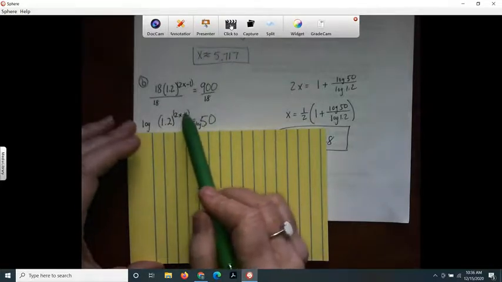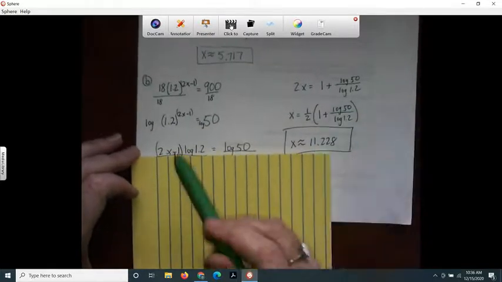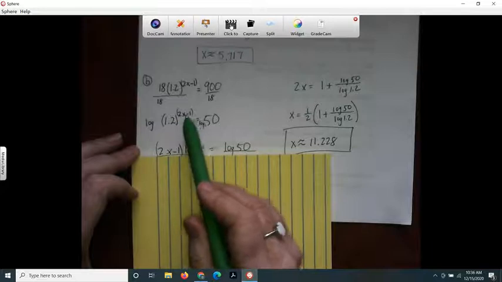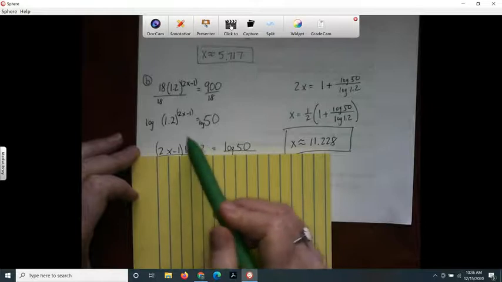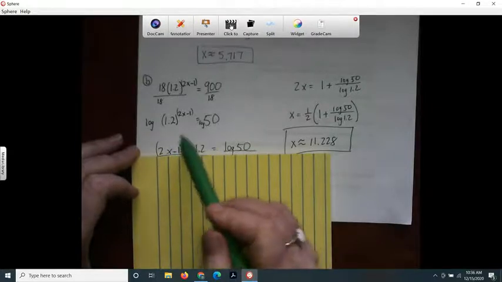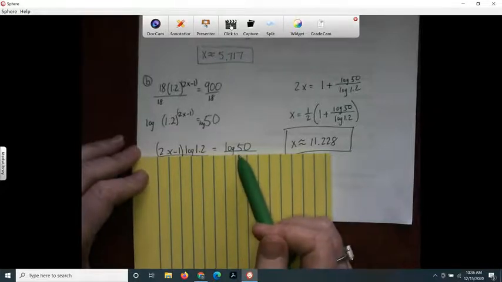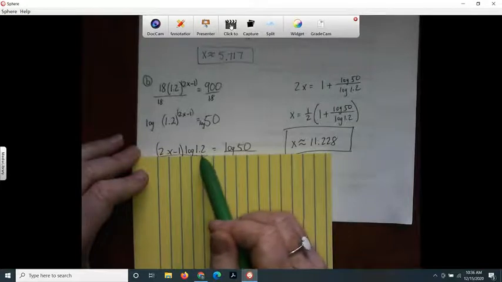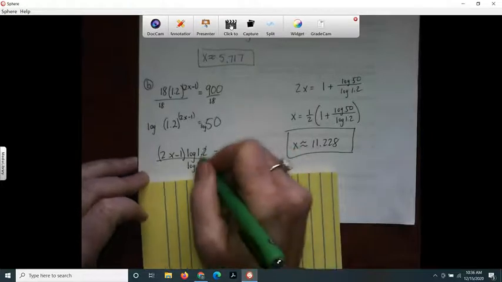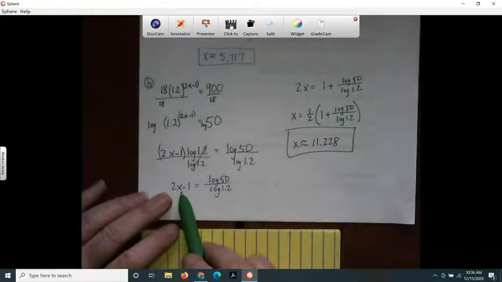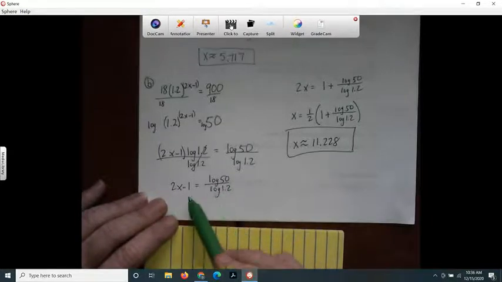So now it's showing that I brought this, see the 2x minus 1, it was up here, and now it came down out front because of the power rule for exponents and for logarithms. And so then I'm going to divide both sides by log 1.2, and then that cancels out. And then I get that 2x minus 1 equals log 50 over log 1.2. Then I can add 1 to both sides. So now we're up here.